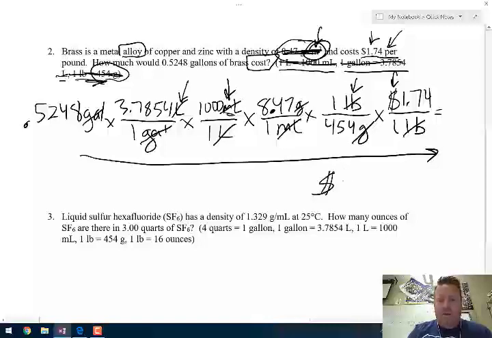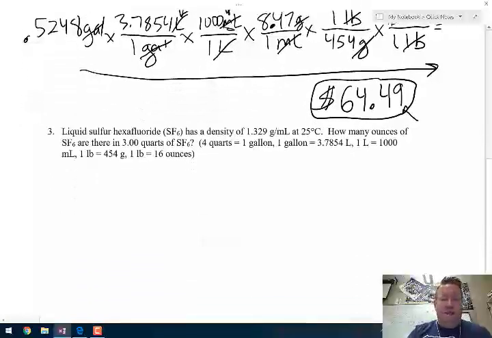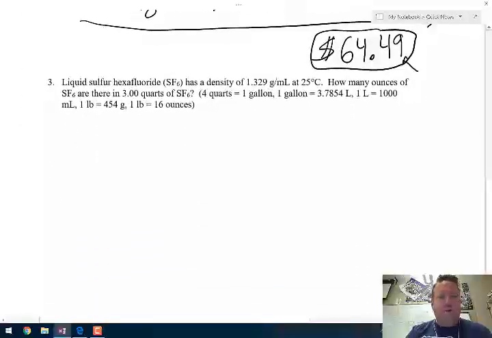Looking at my math, it looks like it would cost about $64.49, rounding that 8 up to a 9 there. So $64.49 would be the cost. So if you went into the store, hey, I want to buy some brass, I need about a half gallon of brass, that's about what it would cost, about $64.50.